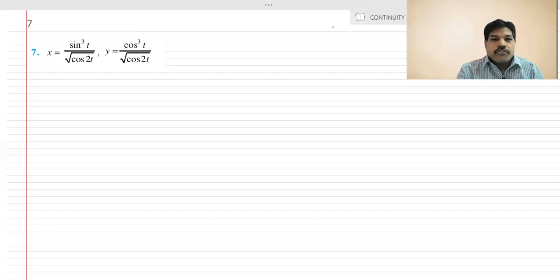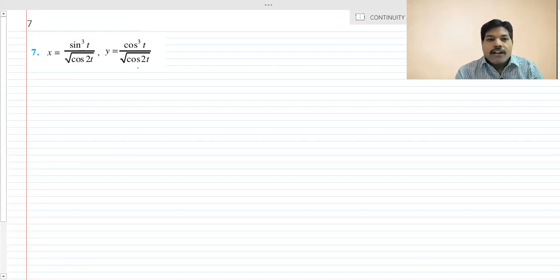See the next question, students. x is equal to sine cube t by root of cos 2t, and y is equal to cos cube t by root of cos 2t. So here they are asking the dy by dx value. See how to solve the dy by dx value here.